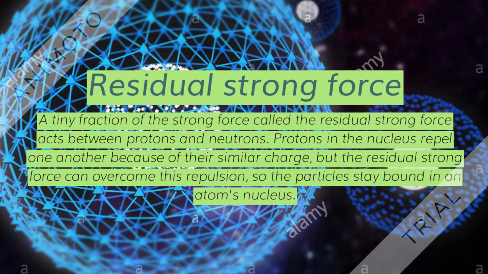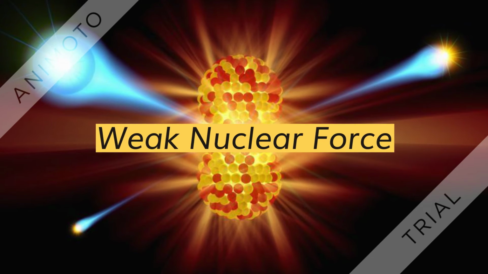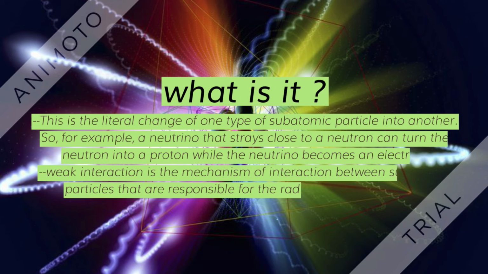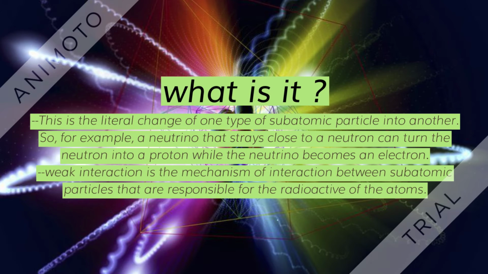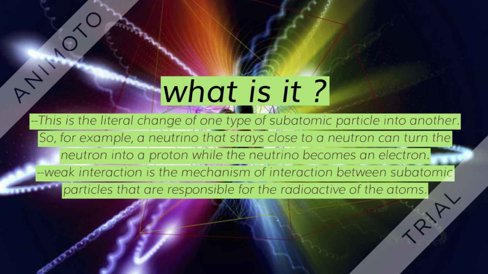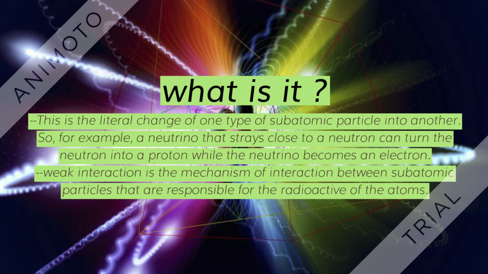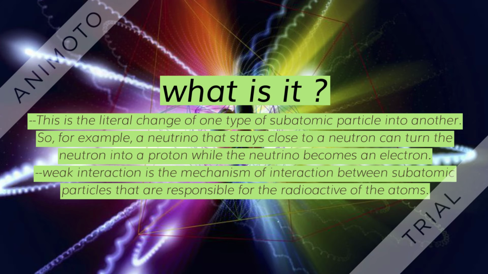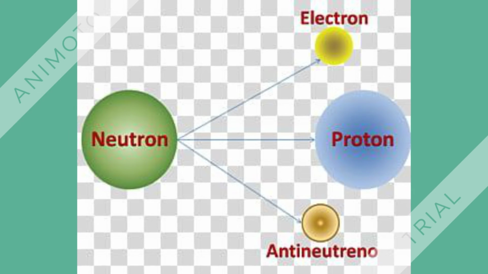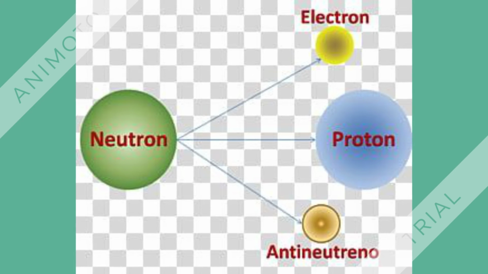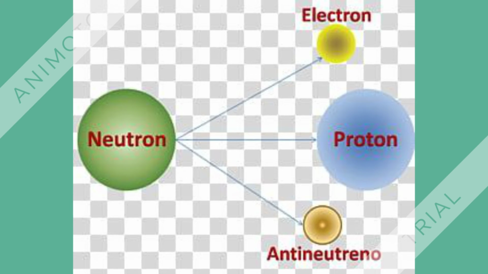Moving on to the weak nuclear force, which is also called the weak nuclear interaction. It is responsible for particle decay. This is a literal change of one type of subatomic particle into another. For example, a neutrino that stays close to a neutron can turn the neutron into a proton, while the neutrino becomes an electron. It is also a mechanism of interaction between subatomic particles that is responsible for the radioactive decay of atoms. It also plays a great role in things falling apart through decaying.